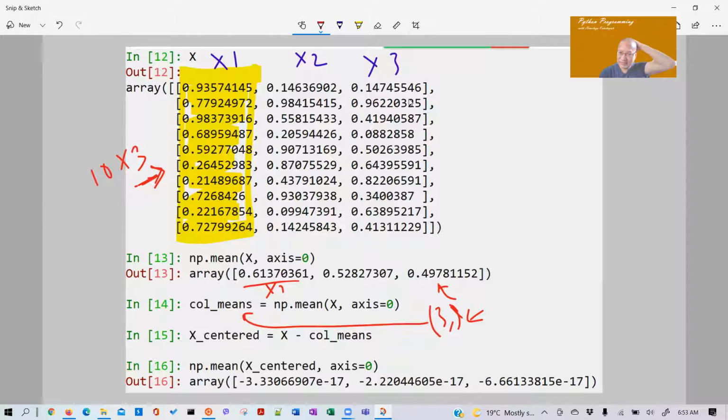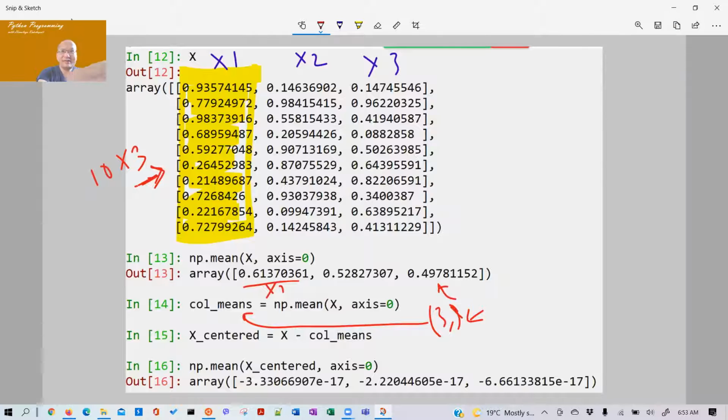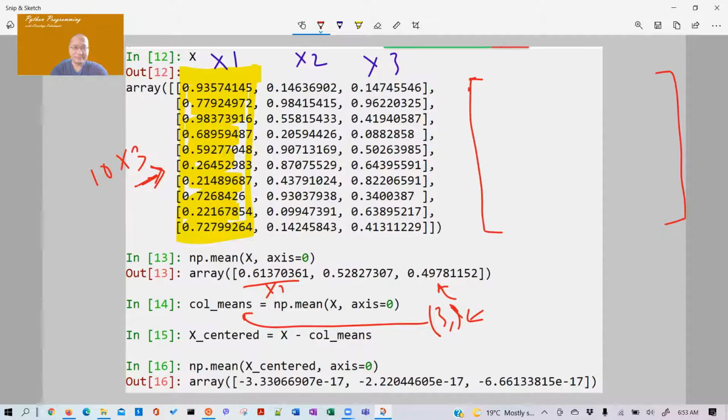Now I'll write the whole means here. My whole means will be this one. What are the whole means? I'll just write them up to 2 decimal places: 0.61, 0.52, and 0.49.